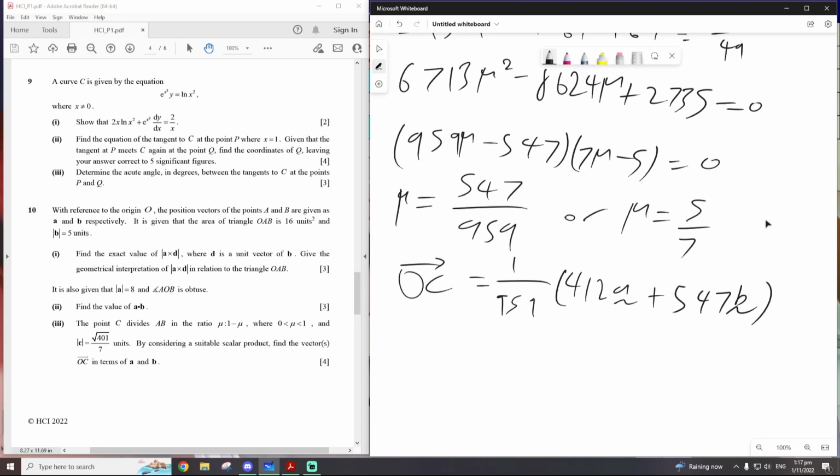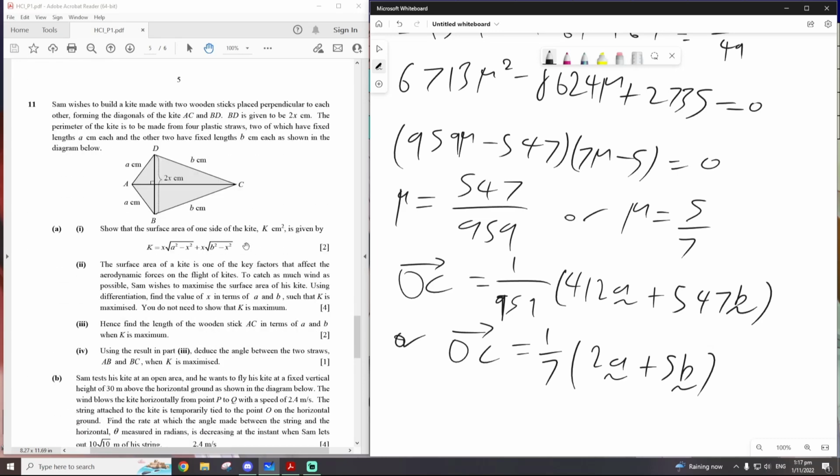Or I have the much more reasonable one. I will factor out the 7. So 1 over 7 of 2a plus 5b. So those are your two possible position vectors for OC. Oh, this one.